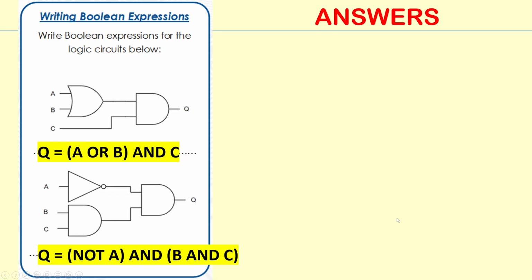Okay, checking your answers. We have Q equals A OR B in brackets, because we do that first, and C, because it goes through the AND gate. At the bottom, we've got Q equals, again, NOT A in brackets first, because it's done first, and B AND C in brackets, because, again, that's done before. They both go into the AND gate here.